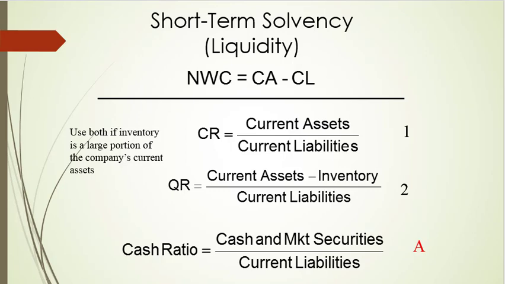There are 3 basic ratios. They all measure liquidity, but they all have varying levels of conservatism, if you will. The current ratio, current assets divided by current liabilities, is the least restrictive. It gives us a picture of their ability to pay in total their debts that are on the balance sheet.